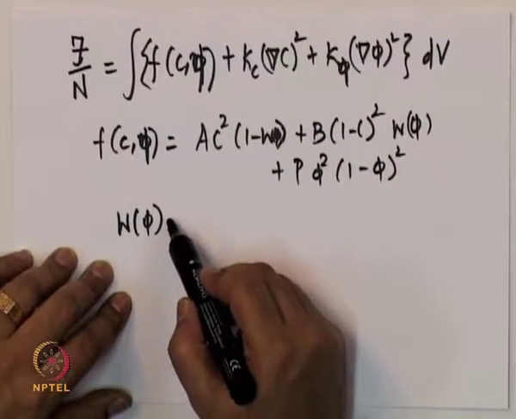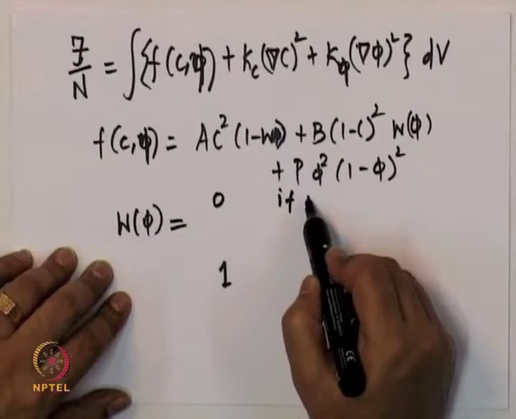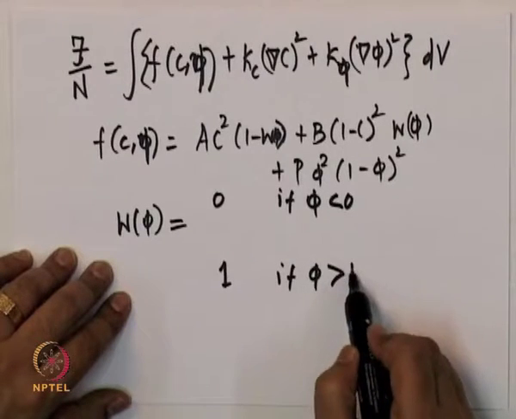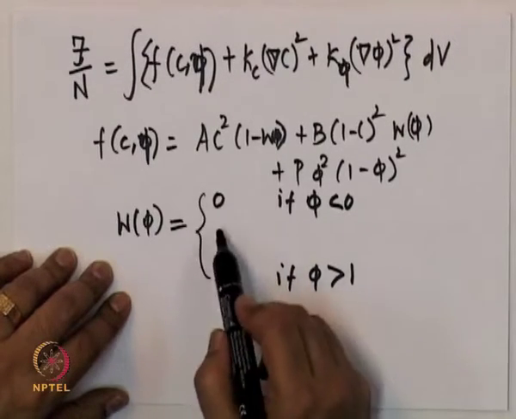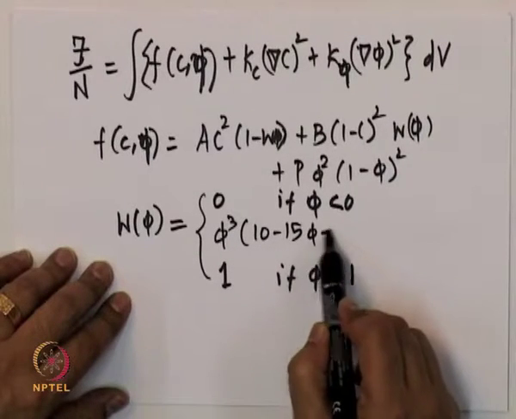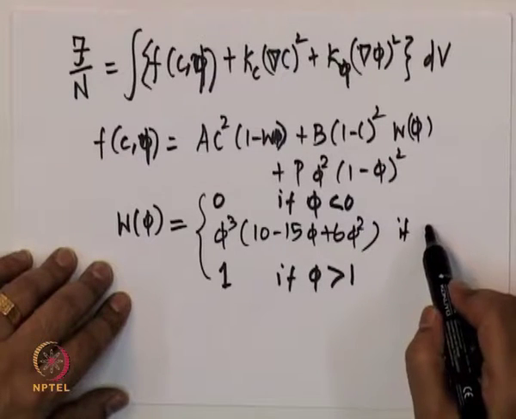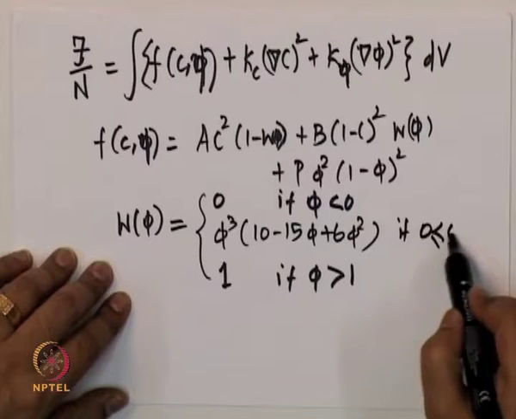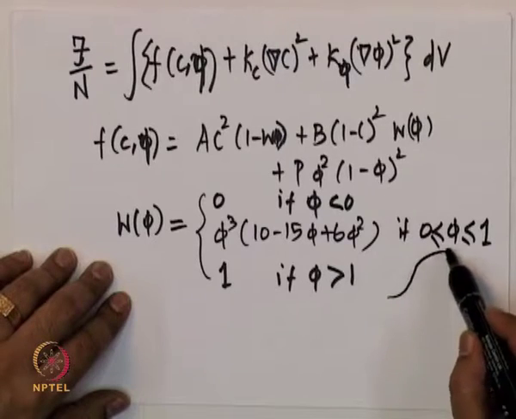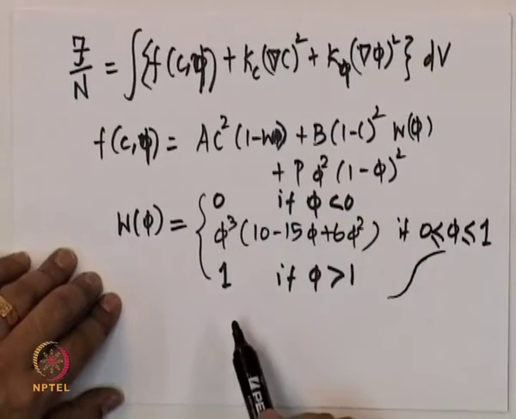W of phi is defined as 0 or 1 depending on if phi is less than 0, or if phi is greater than 1, and it has the functional form phi cube into 10 minus 15 phi plus 6 phi squared if 0 is less than or equal to phi less than or equal to 1. So in the middle range it is going to have this kind of behavior. Okay, so that is the function, that is what is going on here.